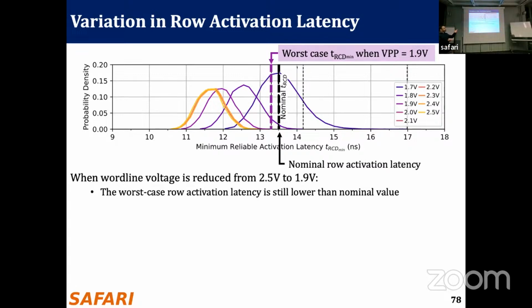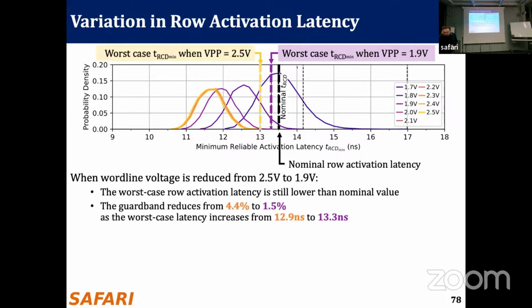So this is the nominal row activation latency at 13.5 nanoseconds. And when we look at the worst case tRCD, which is the tail of the distribution for the wordline voltage of 1.9 volts, it's still under the nominal row activation latency. And when we look at the worst case for 2.5 volts, it's again lower than 13.5 nanoseconds, but the gap in between is larger in the nominal voltage compared to the reduced voltage.